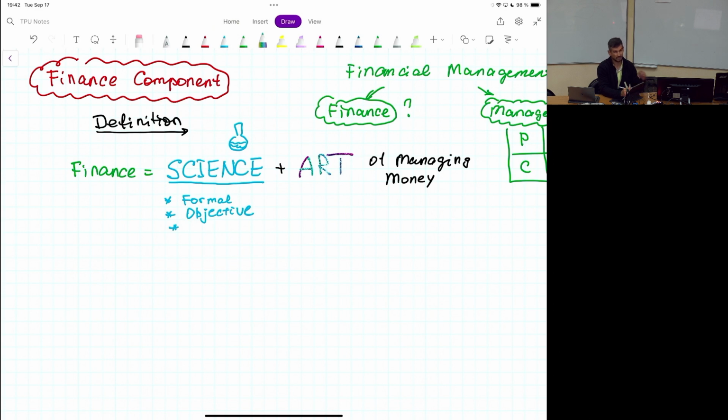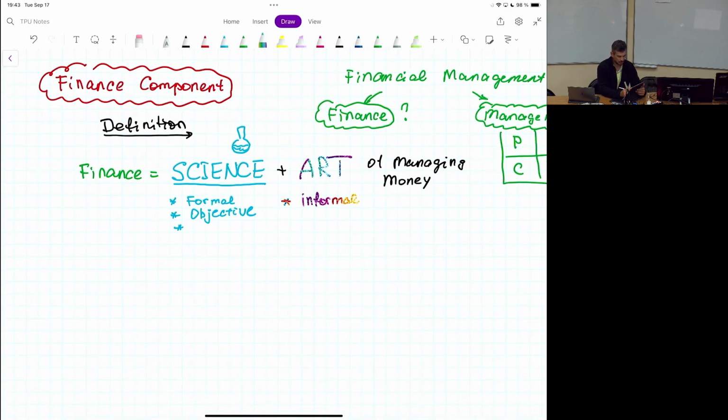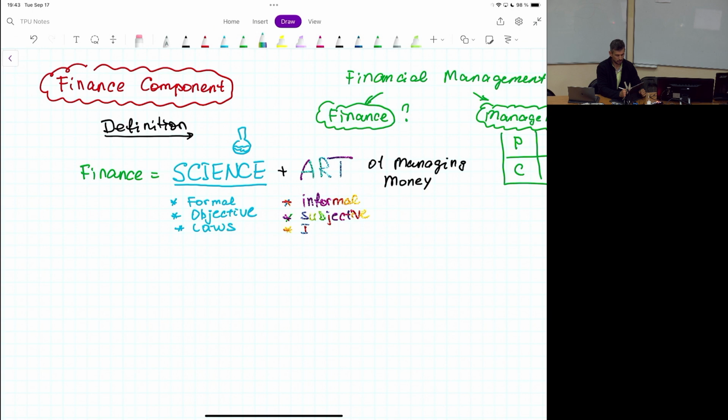The art part is vice versa. It's the opposite of what we are talking about. The art means that there are informal parts in finance. Something that is subjective in its nature. So it depends on how you look at it and who looks at it. In the science, there are laws, whereas in the art, there are some principles, but it's more like intuition. So it's very creative, okay? And so that's how it connects together.